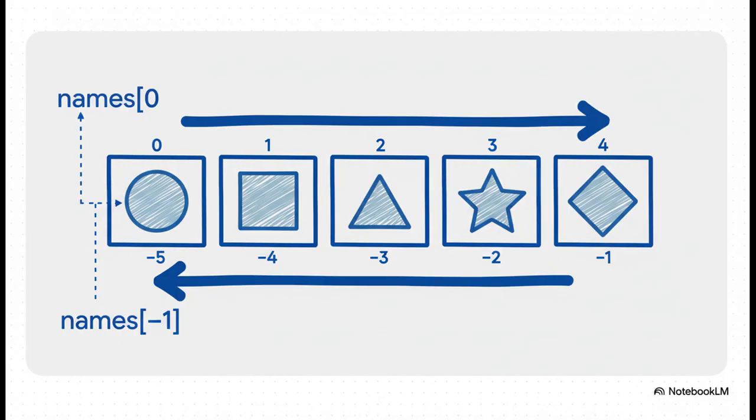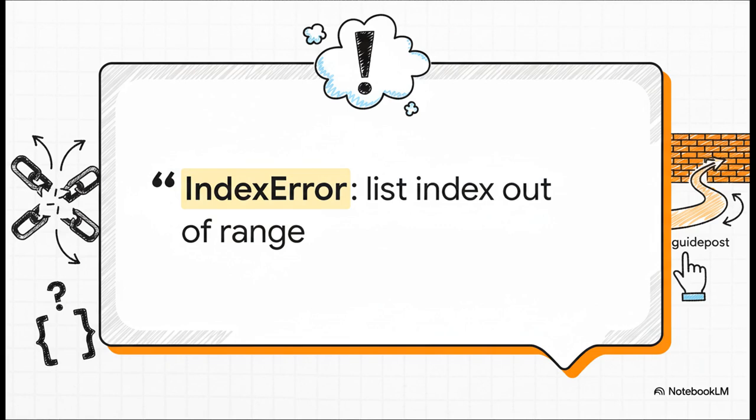Now, what's really cool is how you can grab these items. You can count from the beginning, just like we said. names[0] gets you the first item, Alex. But, and this is a super handy trick, you can also count from the end using negative numbers. So names[-1] will always get you the very last item no matter how long the list is. How cool is that? Now, you're going to see this error. I promise you, we all do. But don't panic. An IndexError isn't Python yelling at you. It's just its friendly way of tapping you on the shoulder and saying, hey, you asked for a position that doesn't actually exist in this list. Think of it as a helpful guide, not a scary error.